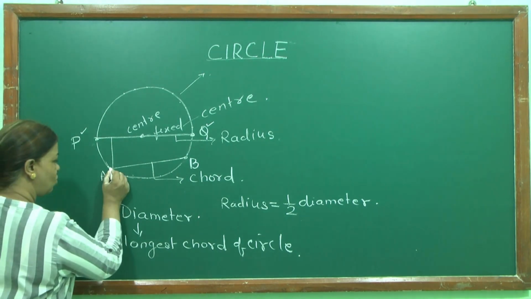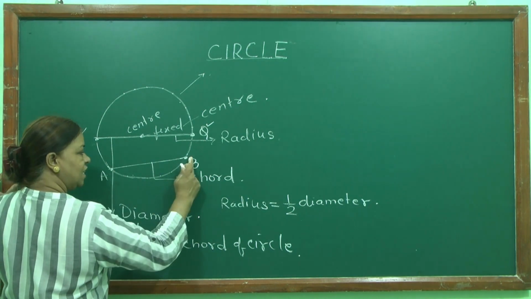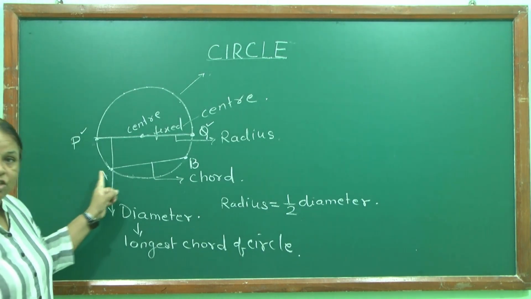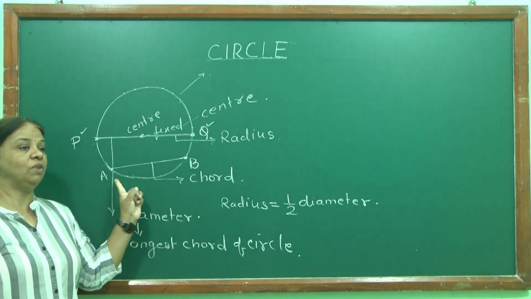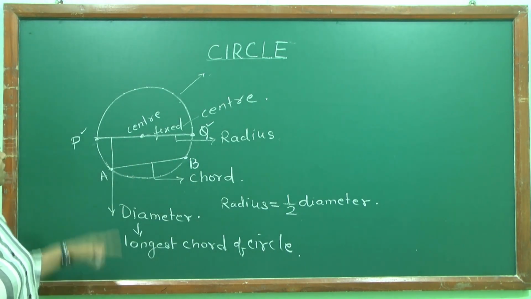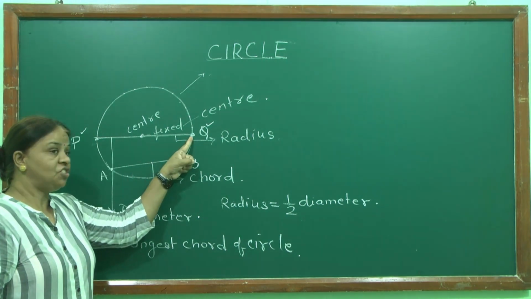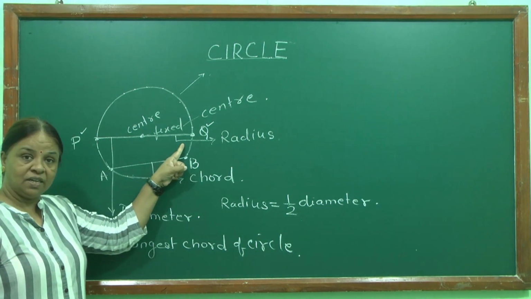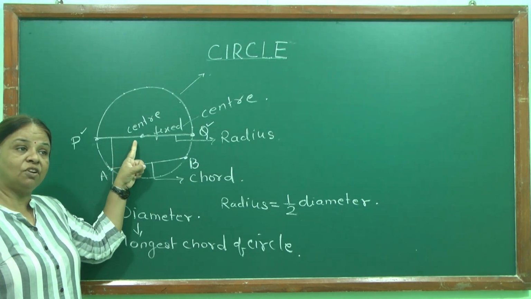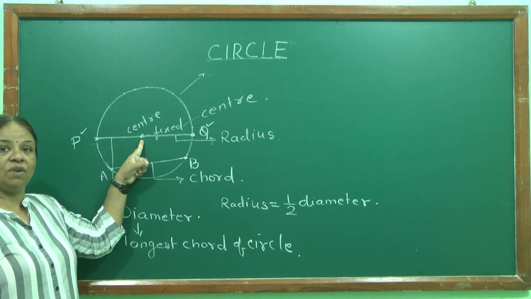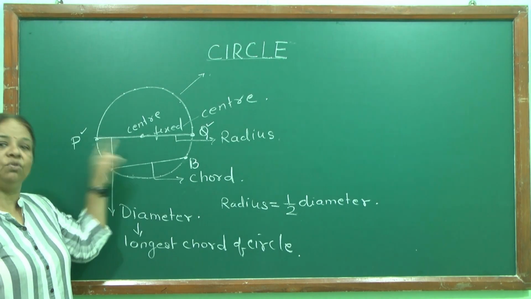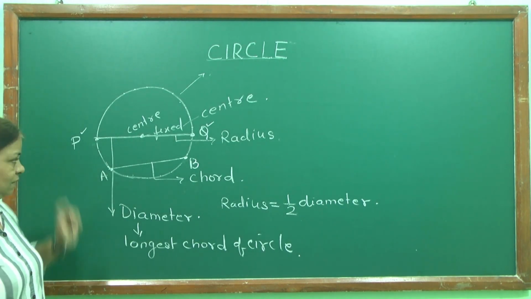Now we have discussed chord. 2 points are there on the circle. The line which joins these 2 points is known as chord. Now which is the longest chord? The line which joins the 2 points but also passes from the center. That is known as diameter, and that is the longest chord of a circle.